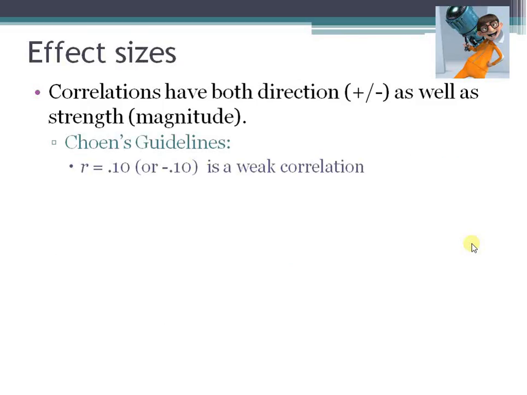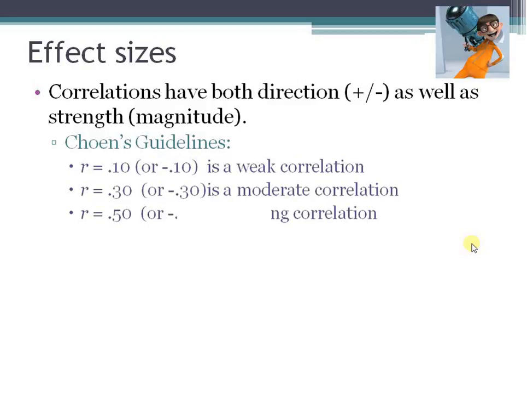Now, correlation is what we call an effect size. It's a measure of the strength of a relationship, the magnitude of a relationship. Cohen is an author that your book, I believe, talks about, gives guidelines for what is a weak, medium, or strong correlation: 0.10, moderate, a strong correlation of 0.5.